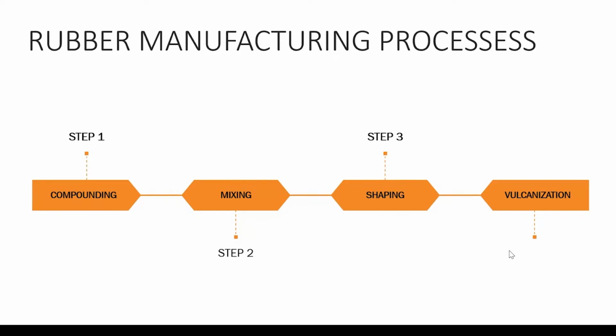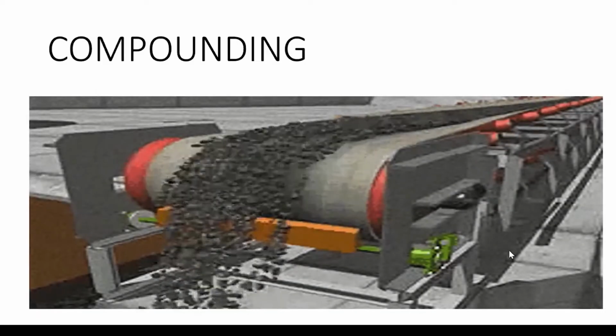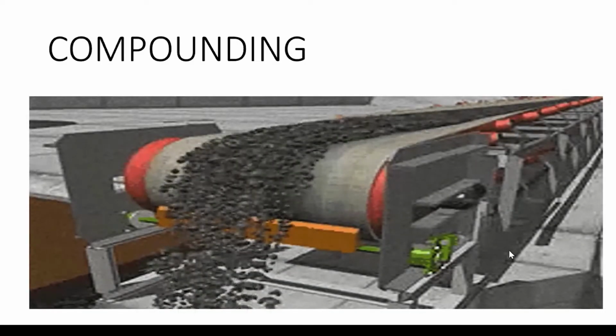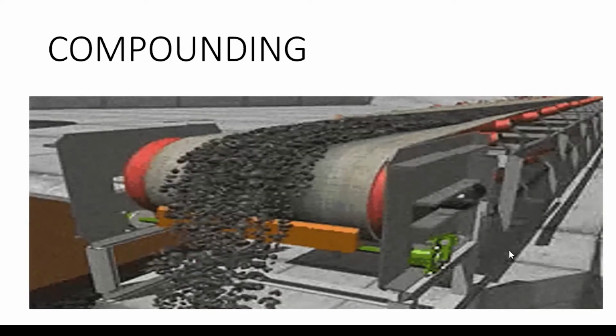Now let's go to step 1. Let us discuss and see how the rubber is formed. Let's go to step 1, compounding. Next slide. Compounding. As you can see in the GIF picture, compounding adds chemicals and other additives to customize the rubber for the intended use.